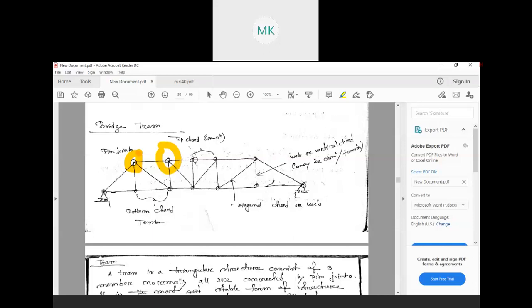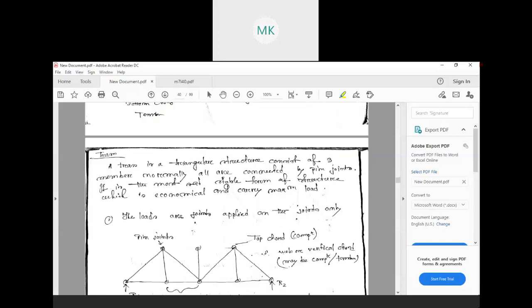The upper chord is called the top chord, the bottom chord is called the bottom chord, and in between, these diagonals are called diagonal chords or webs. These are also webs or vertical chords. So in every chord or every member, it may be compression or tension as per the load applied in the particular truss.